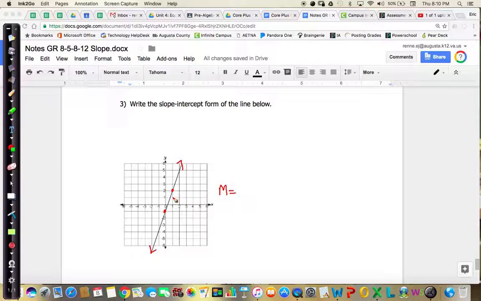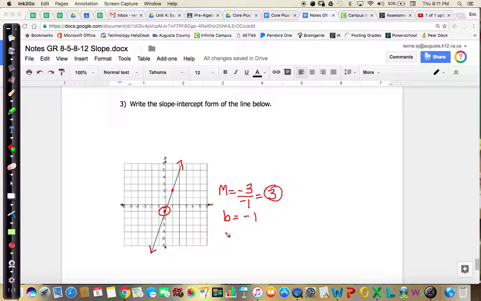So I'm going to go down 3. So negative 3 is my rise. And my run is negative 1. So I'm going to write negative 3 divided by negative 1. And we know that 2 negatives makes a positive. So my slope is 3. My y-intercept is negative 1 because it crosses the y-axis at negative 1.